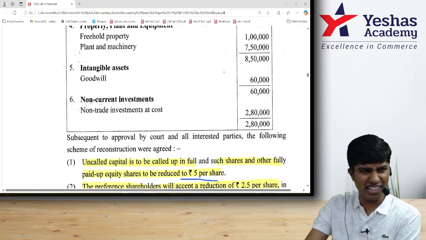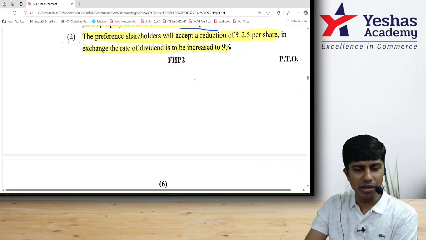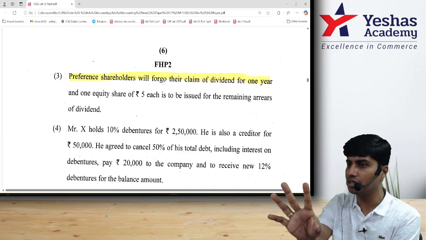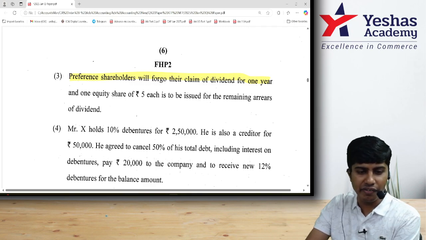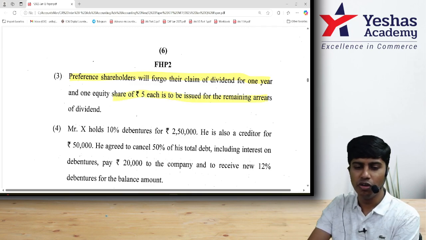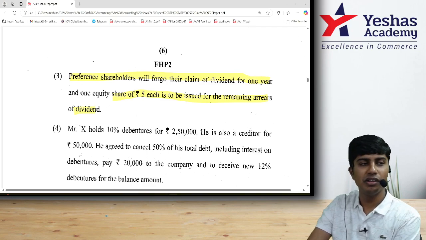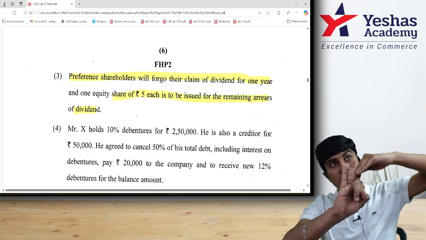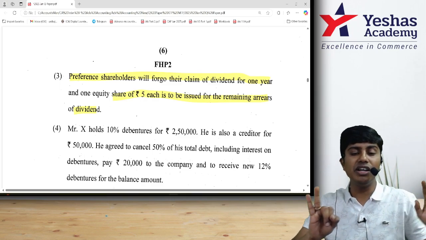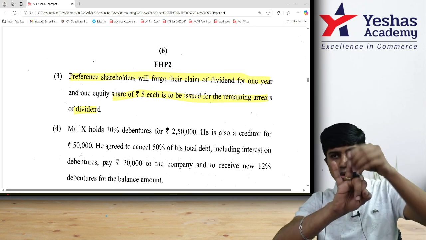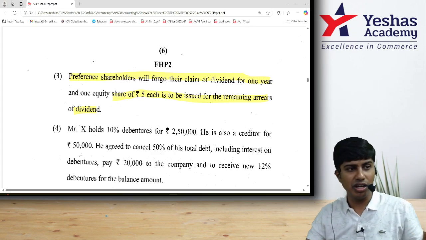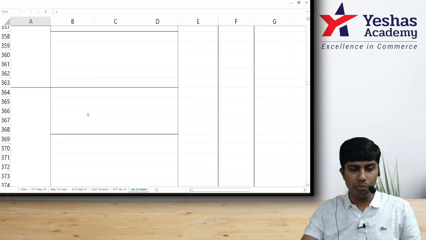Okay, they are settling, some adjustment is there. Remember that, how much is it? Settling for 1 year. We'll forgo 1 year's dividend, and one equity share of rupees 5 each is to be issued for the remaining arrears of dividend. 3 years, 1 year they forgo. For 2 years, the amount might be more, but we're giving them equity shares of rupees 5 each. So 2 years dividend amount divided by 5. Are you getting it? Come on, let's do this computation.